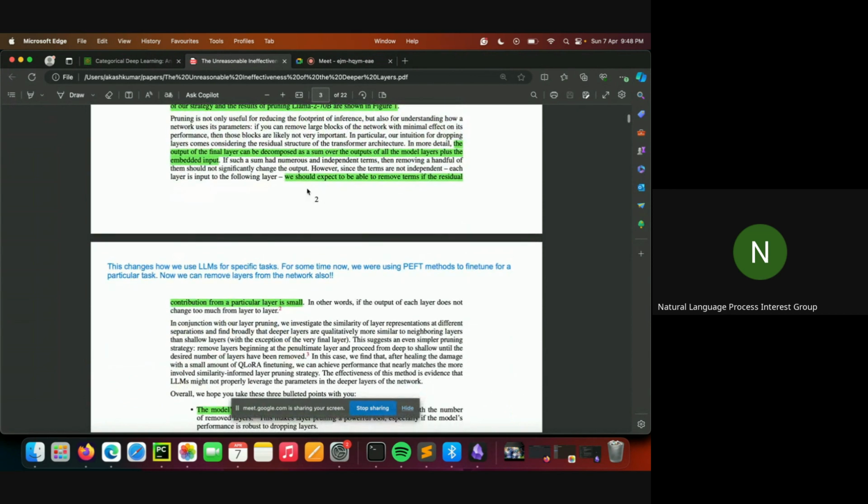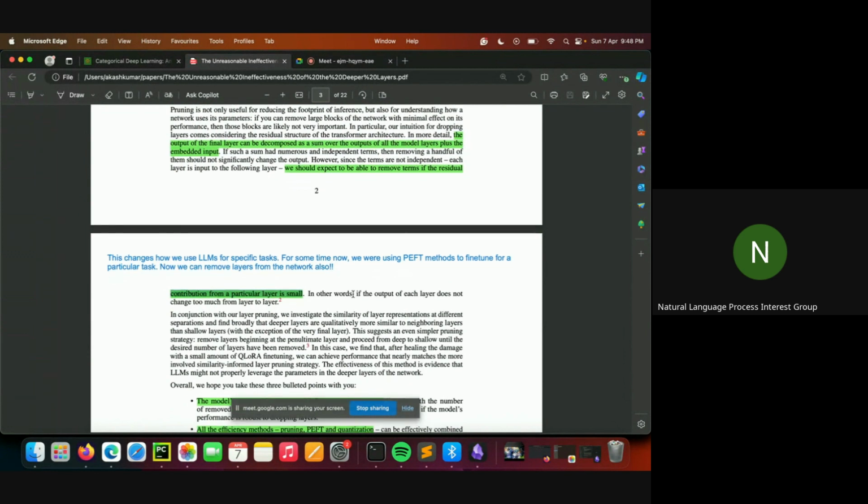Yeah. So basically, they want to remove the components whose contribution to the overall output is very small. So this basically changes how we use LLMs for specific tasks. Some time back, we were introduced to the PEFT parameter efficient fine tuning methods like LoRA, and now people are not fine tuning anything without LoRA or QLoRA, the quantized version of LoRA.